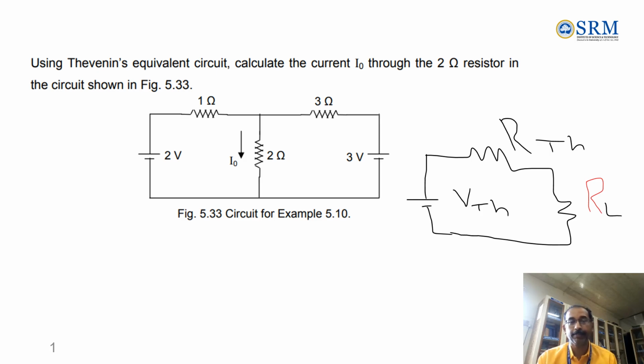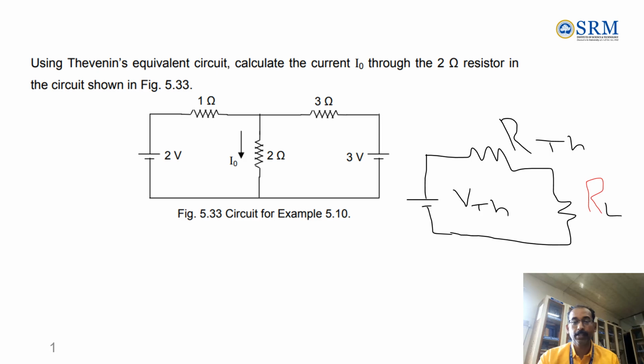So, what is Thevenin's theorem? A complex network can be converted into a simplified Thevenin's equivalent circuit, which I have mentioned in the slide. The voltage source is called Thevenin voltage, the resistance is called Thevenin resistance, and another resistance is called load resistance. So the complex circuit can be converted into a simplified equivalent circuit.